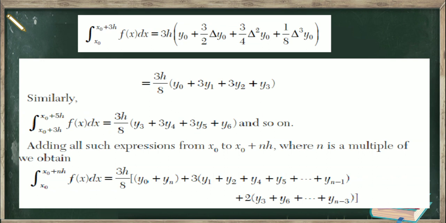Adding all such expressions from x0 to x0 plus nh, where n is a multiple of 3, we obtain integration from x0 to x0 plus nh of f of x dx is equal to 3h by 8 times [y0 plus yn plus 3 times (y1 plus y2 plus y4 plus y5 up to yn minus 1) plus 2 times (y3 plus y6 up to yn minus 3)].